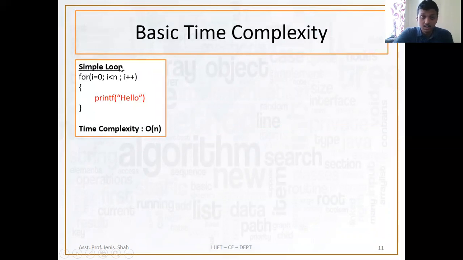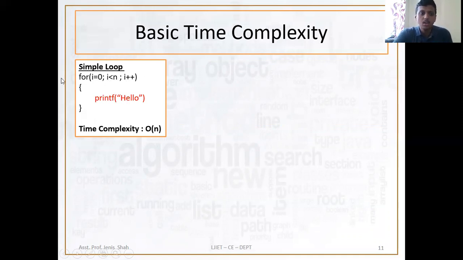See here, the simple loop. It is very easy to understand the complexity of a loop. For i equal to 0, i less than n, i plus plus, you just need to count the steps. Step 1 for i is equal to 0, step 2 for i less than n, step 3 for i plus plus, and step 4 for hello.